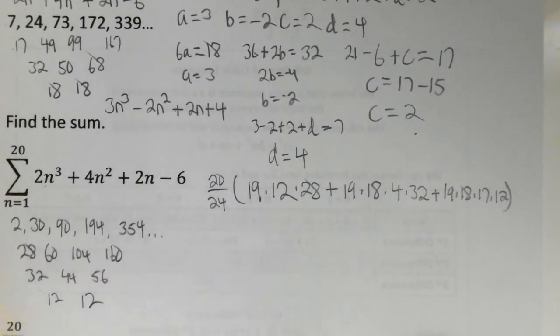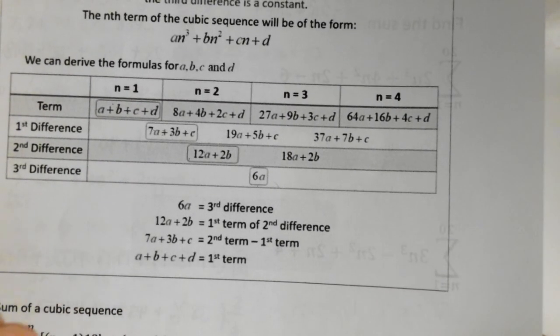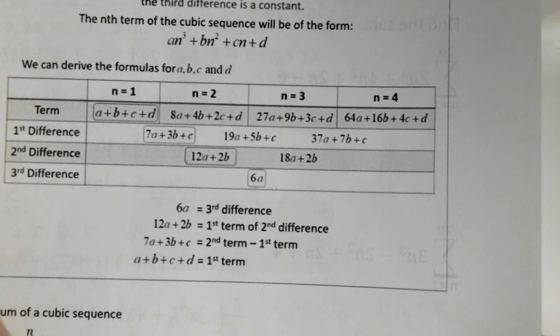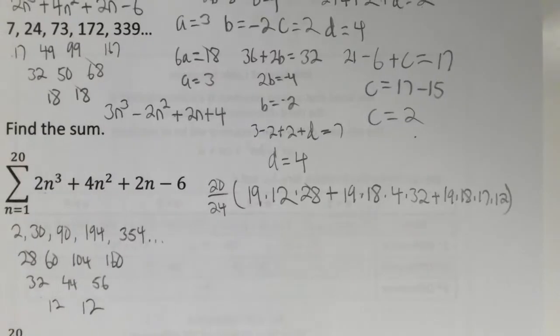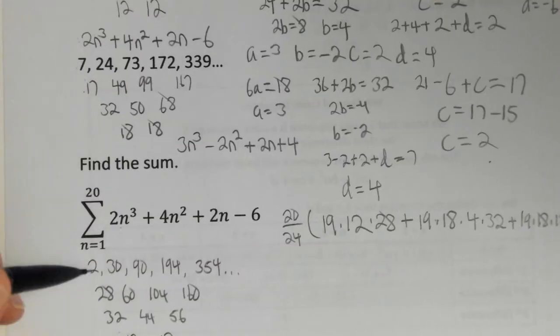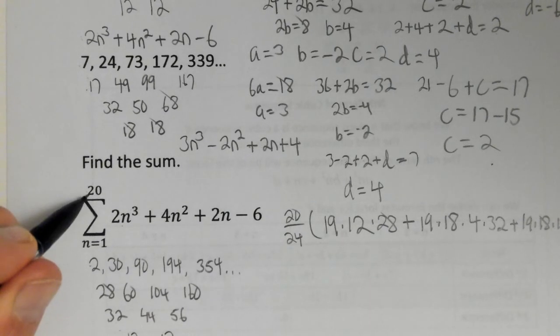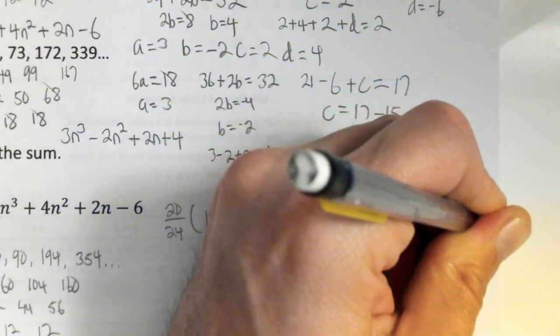We're not done yet, though, because we need a times n. We need to add a times n. So the first term times n, which is the number of terms. So the first term times the number of terms. Well, what's the first term? The first term is 2. And then the number of terms is 20. So it'd be plus 2 times 20.